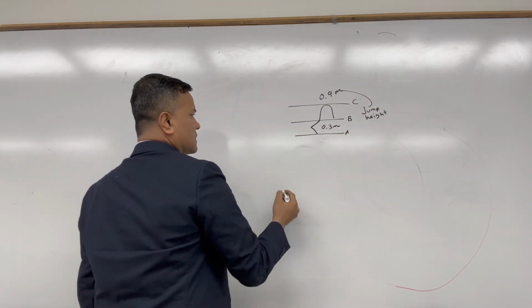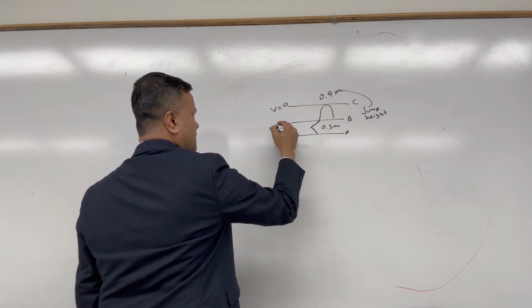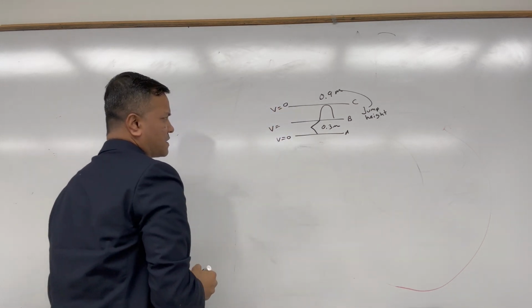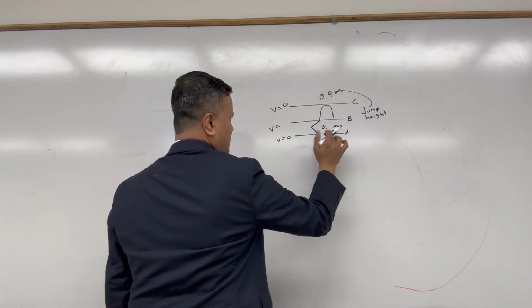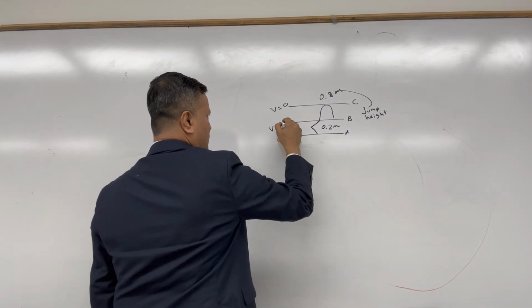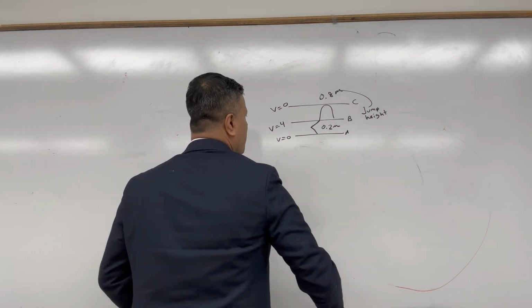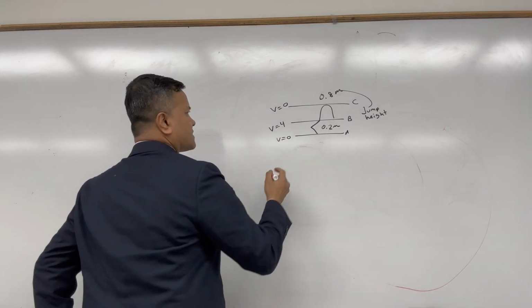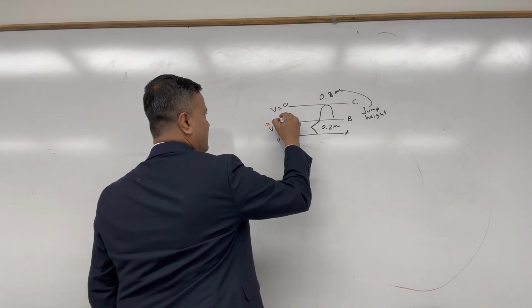Then your velocity over here is 0, your velocity over here is 0, and your velocity over here is, let's find it out. If I somehow do this one 2 and this one 8, the velocity would be 4. Okay, and your acceleration over here would be what? Your acceleration over here would be 40.